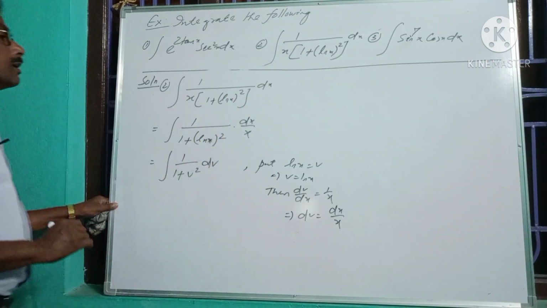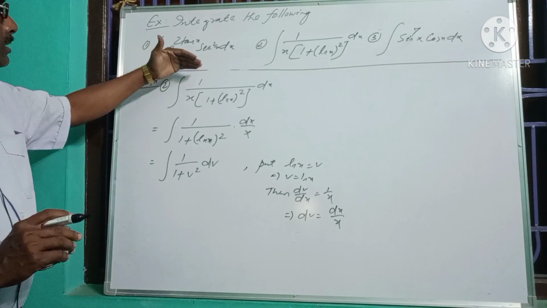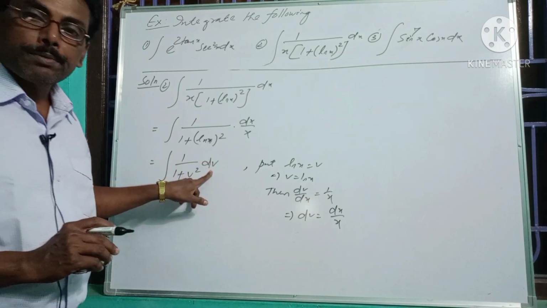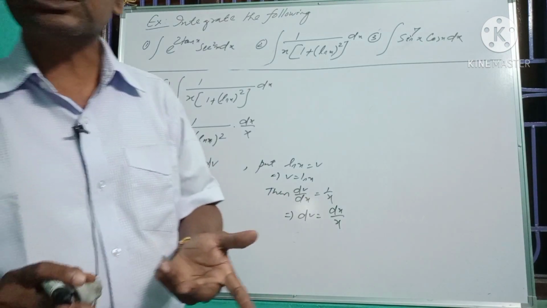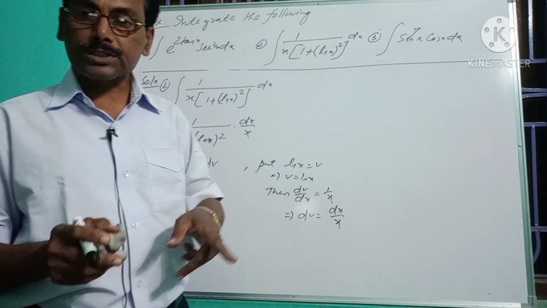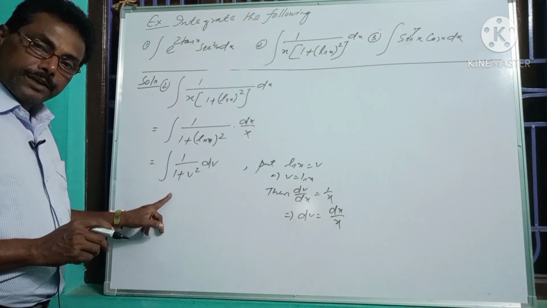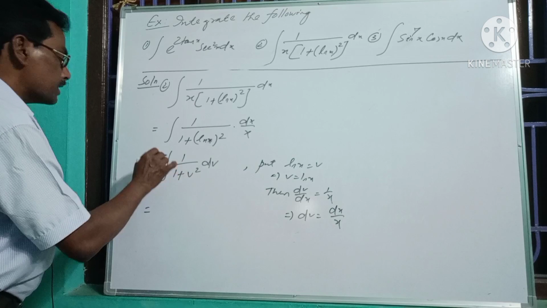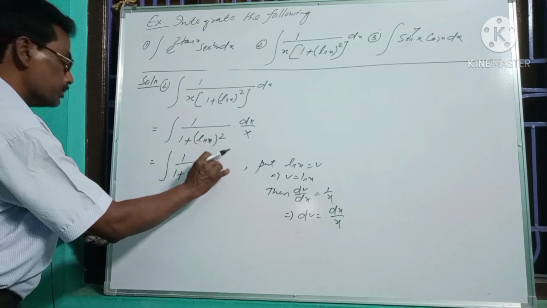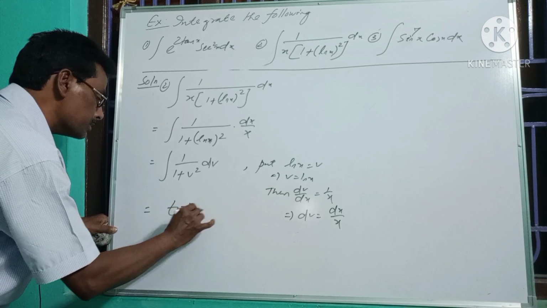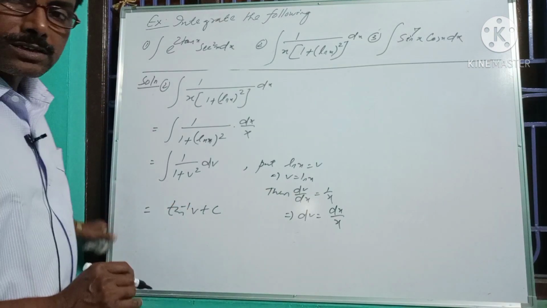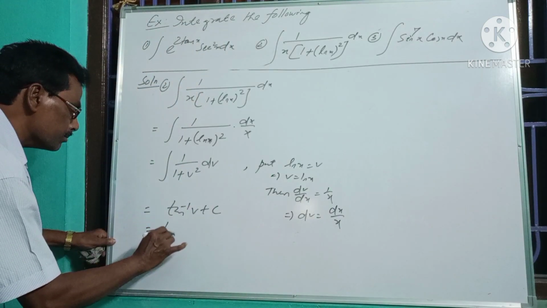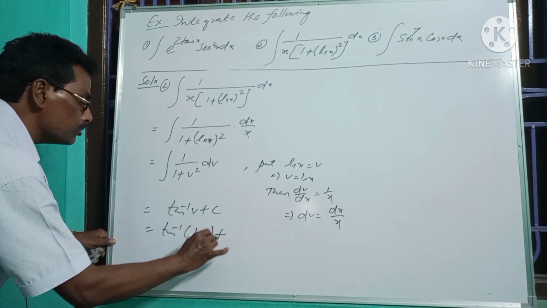So now the original function transforms into integration of 1 by 1 plus v square with respect to v, which is in the formula form, that is, integration of 1 by 1 plus x square with respect to x is equal to tan inverse x plus c. So this integrand can be integrated by using that formula. So the integration of 1 by 1 plus v square with respect to v will give us tan inverse v plus c, where c is the constant of integration. So replacing v, that is ln x, we have tan inverse of ln x plus c, where c is the constant of integration.